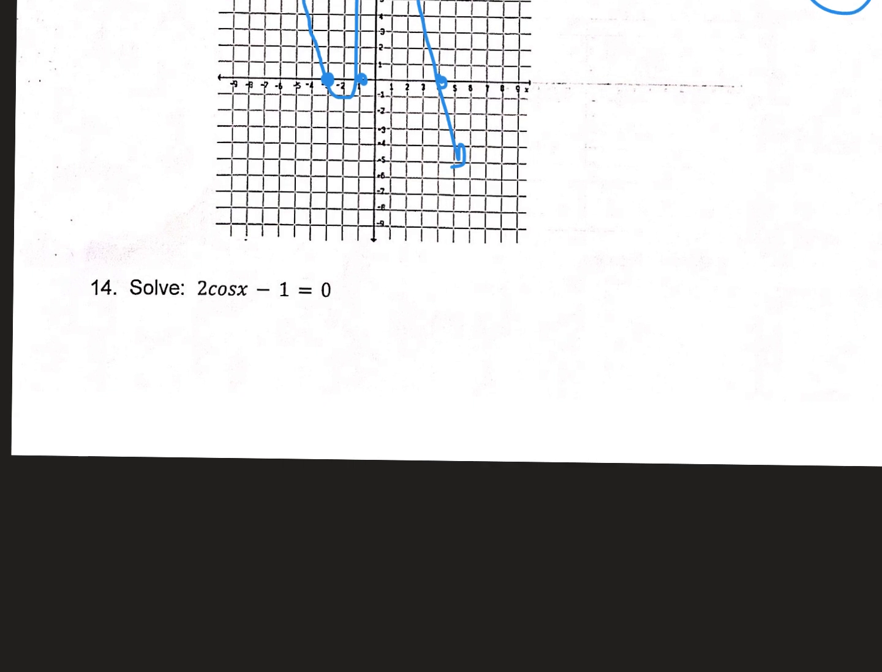And the last one here, number 14. 2 cosine x minus 1 is 0. Let's solve it for cosine. Move the 1 over first. Then we're going to divide both sides by 2.